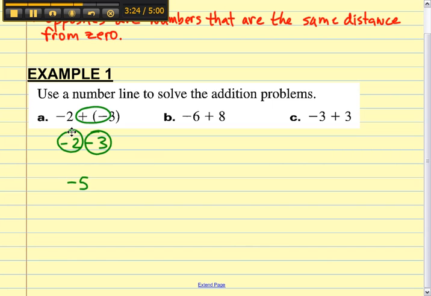Now watch. Just as easy. 6 negatives, 8 positives. Which one do I have more of, Isabel? I have more positives. How many more positives? I have 2 more positives. Done. That's it.